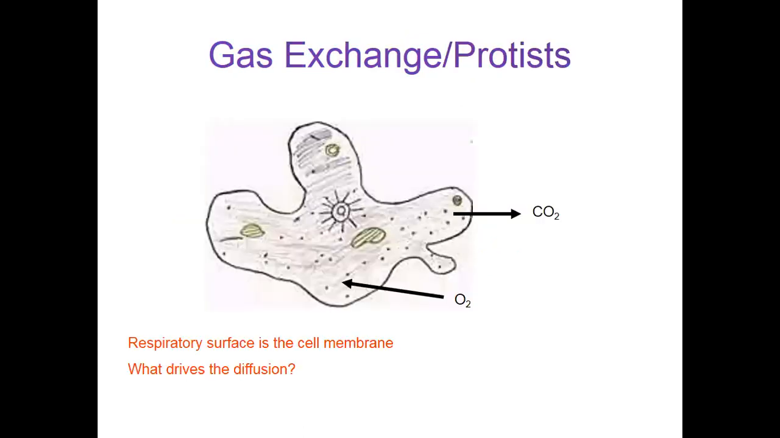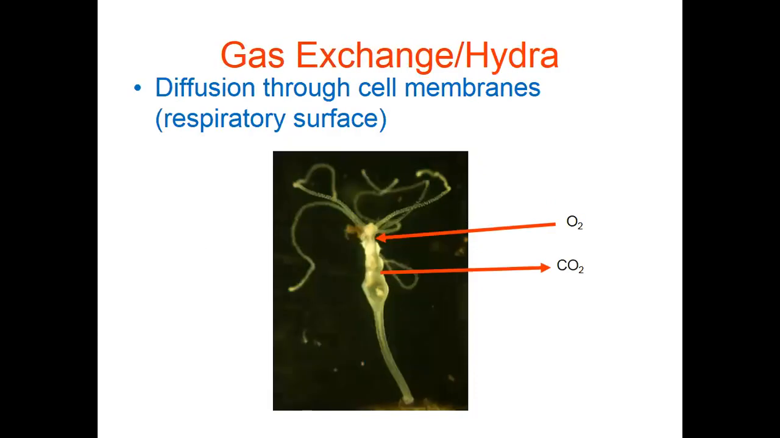Look at the gas exchange in the protists, which are the unicellular. A protist exchanges gas directly with the external or environmental medium. It takes simply oxygen and gives carbon dioxide. The respiratory surface is the cell membrane. What drives the diffusion for it? Gas exchange in Hydra: diffusion through cell membranes, respiratory surface. Another example to exchange gas.